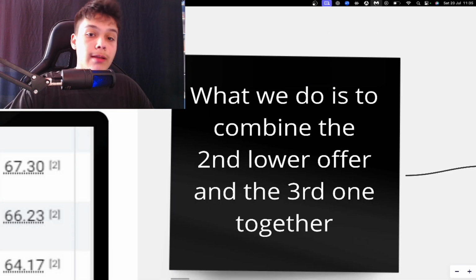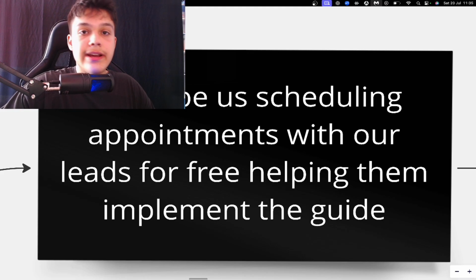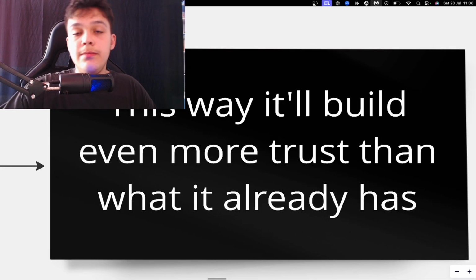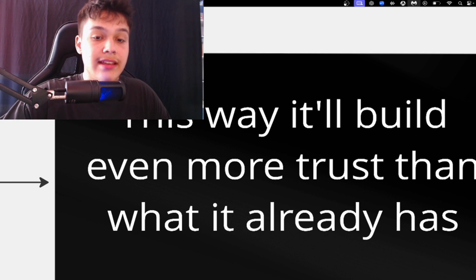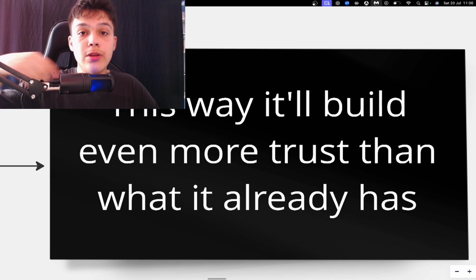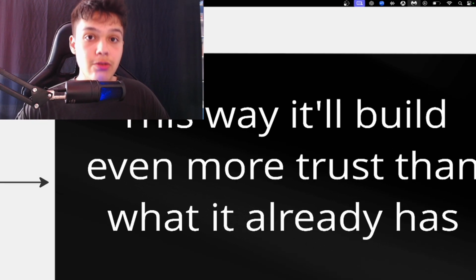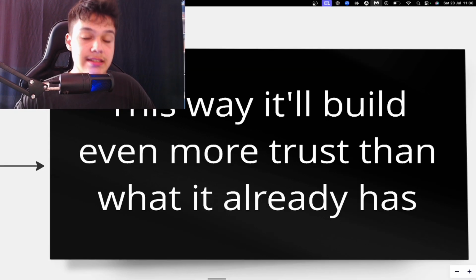Furthermore, what I like to do is combine the second lower offer and the third one together. So it'll be us scheduling appointments with our leads for free, to help them implement the guide for free. This way, it'll build even more trust than what it already has. Not only would you have given them the guide for free on how to sell their home, but you actually help them implement it. By doing this, you've proven that you can deliver. Obviously, the close will be way easier because they like you.